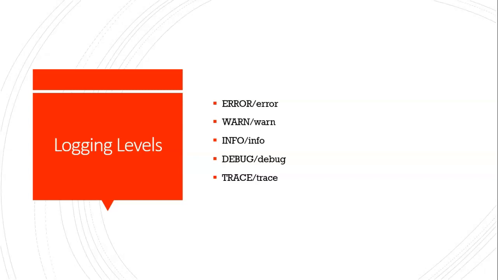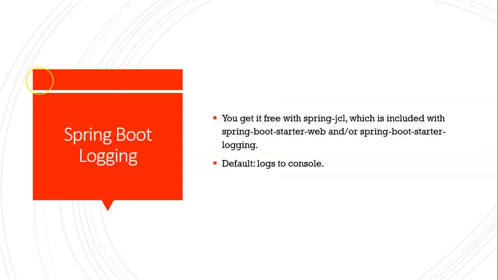But in development mode, we might say show me everything, which would be trace all the way up to error. So trace is a very fine grain level where you're essentially looking at entry and exit points. So in Spring Boot logging, it gives us some logging capabilities by default with a dependency called spring-jcl.